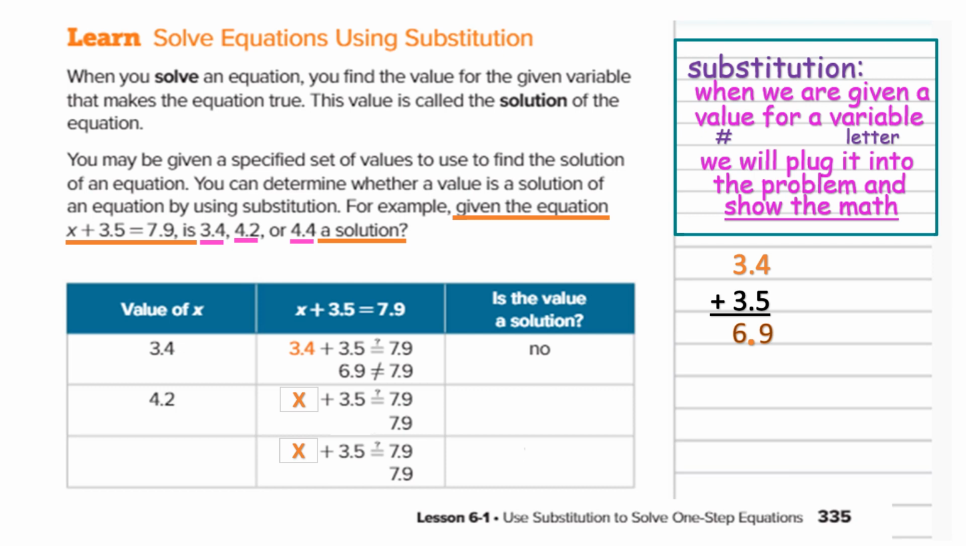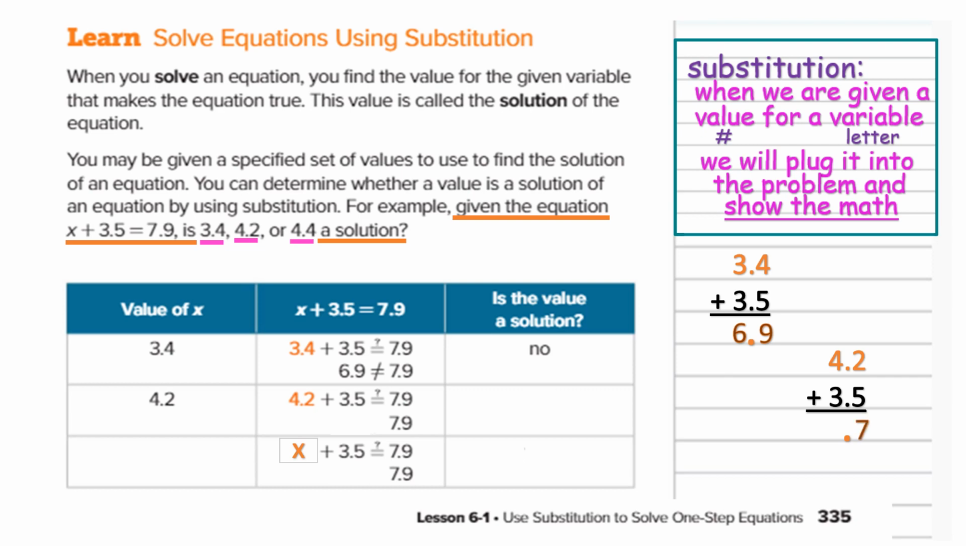Where the x is, we're going to substitute in the next number, which is 4.2. So I have in the number sentence 4.2 plus 3.5 equals 7.9, but I have to show the math that we're going to do. So we line up our decimals. We have 4.2 plus 3.5. Decimals are lined up. I'd fill in with zeros if I had any. I don't. I bring my decimal down, and then I add from right to left.